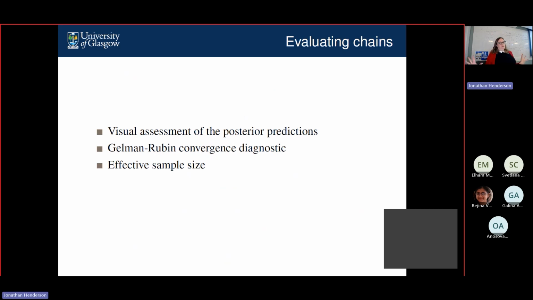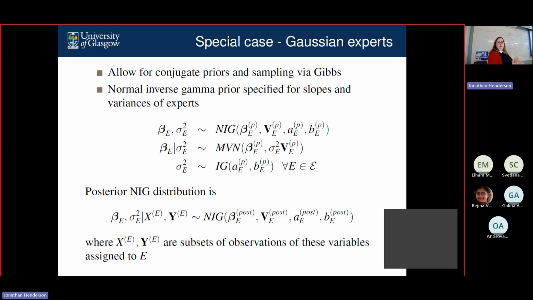Okay, so I'm not going to talk too much about this. I'm going to assume that you've seen Bayesian stuff and seen sort of the hairy caterpillar chain plots and the Gelman-Rubin convergence diagnostic and the idea of mixing as proposed by effective sample size. So moving on then to special case, because everything's been very nebulous so far.